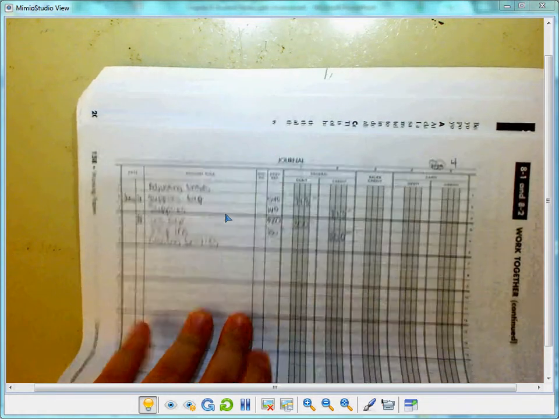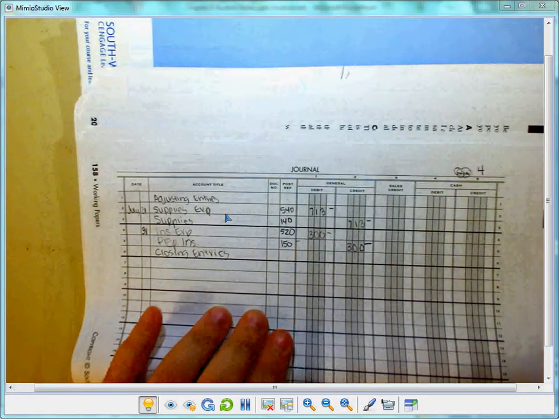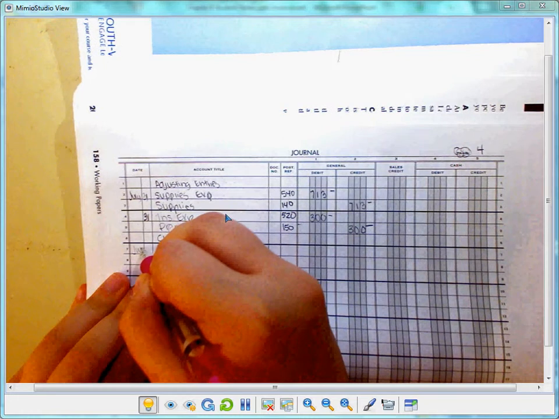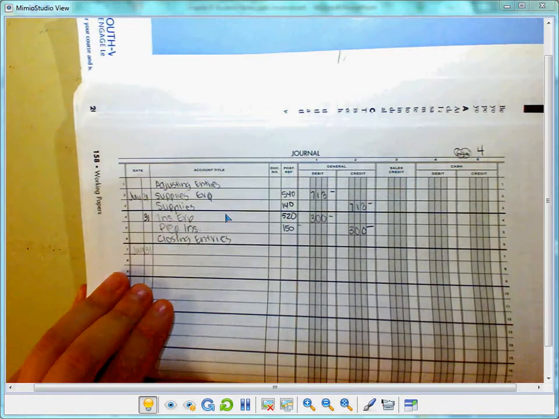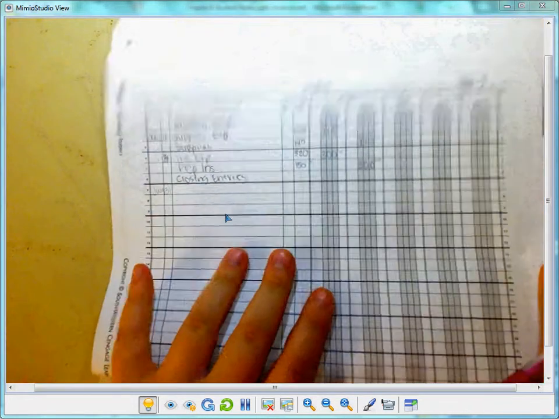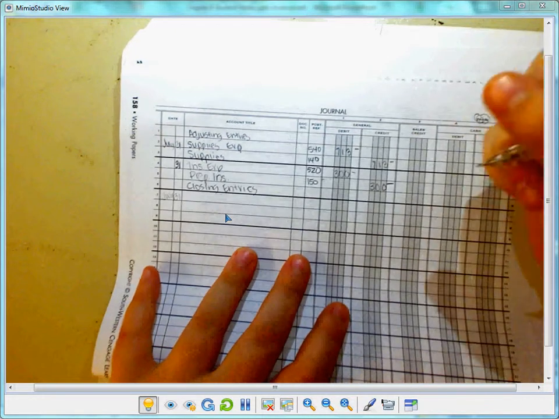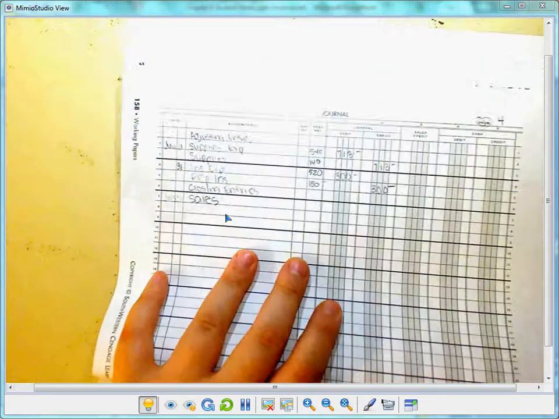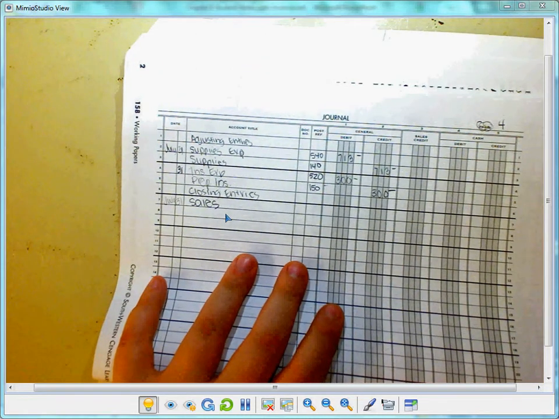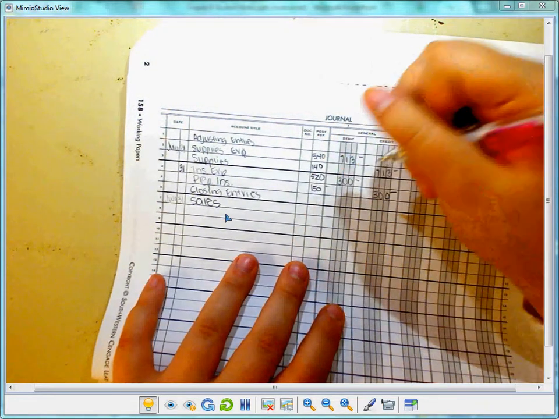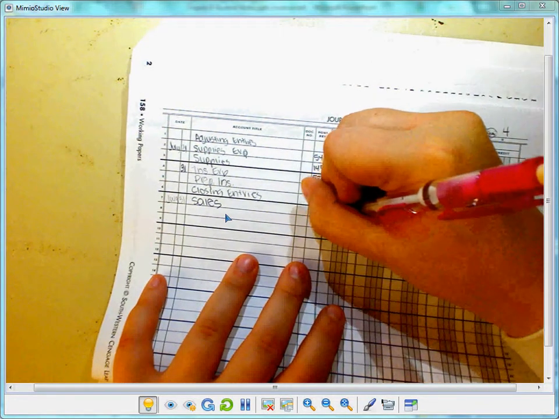Line 7, our date is the 31st. Just like yesterday where we focused on putting our debit account first, we want to think that here. So what is the sales going to be? Our debit. Okay, so we'll write sales. We still have no document number. So we'll just go over to our general debit, and it is the $5,511.